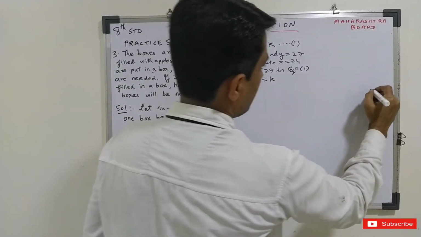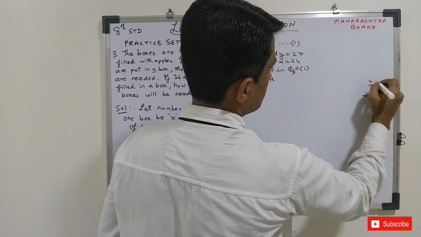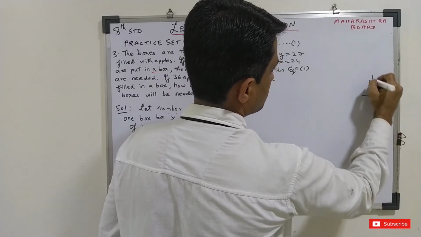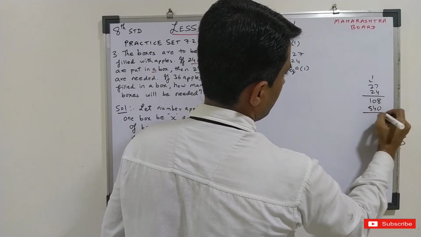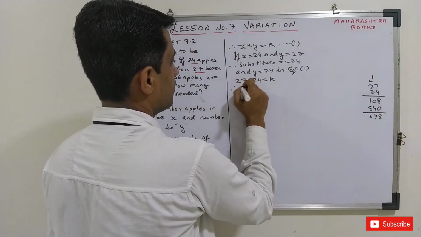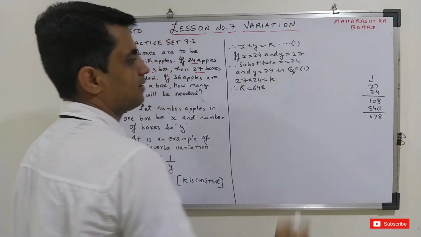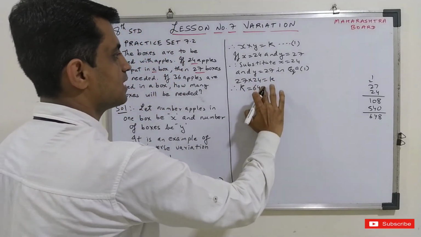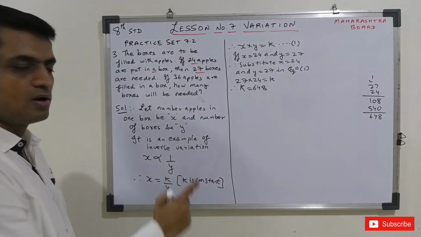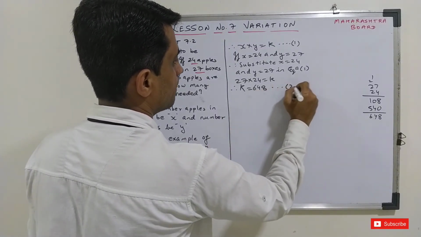Yes, so multiply it. 7 4s are 28, 4 2s are 8, 9, 10, 7 2s are 14, 2 2s are 4, 5, 648. Therefore k is equal to 648. What is our k? 648. This is called the constant of variation. This we write as 2.